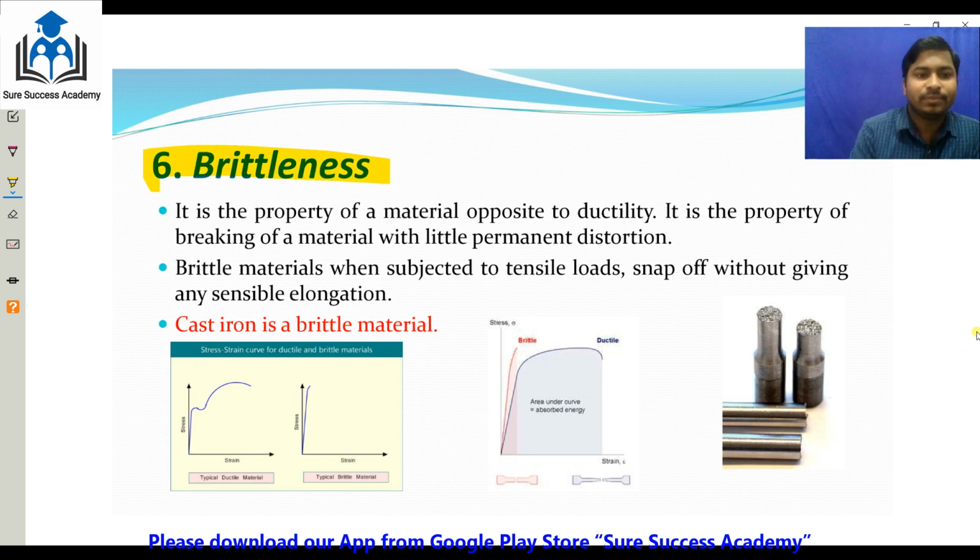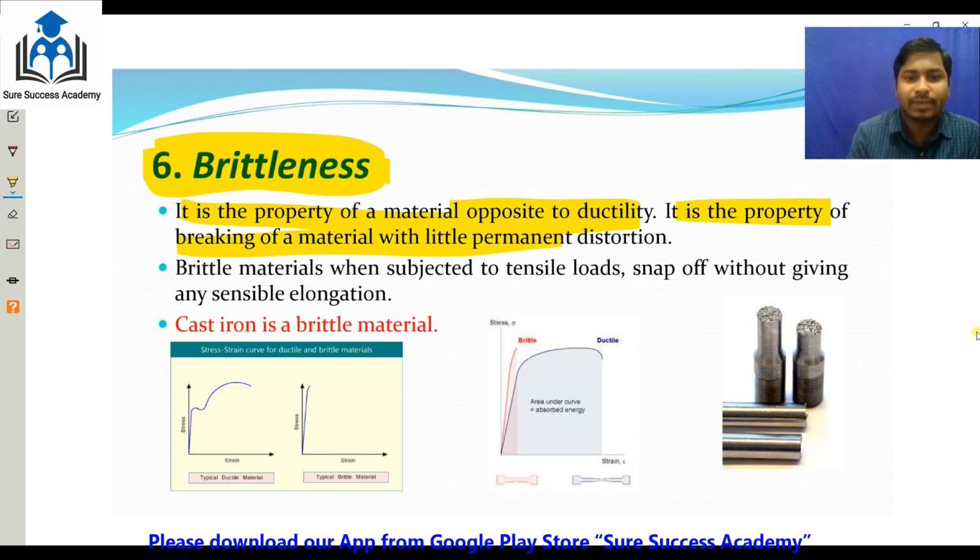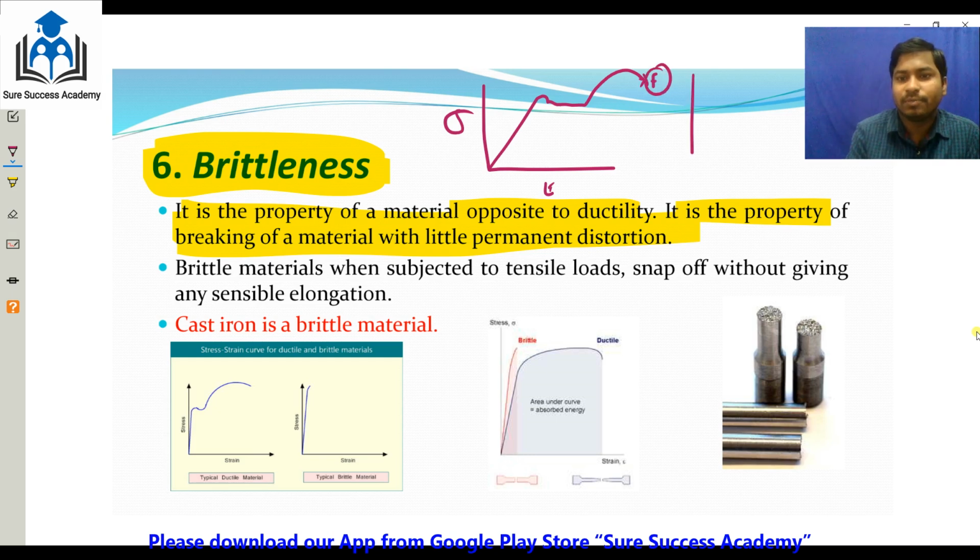So what is brittleness? Brittleness is the reverse of ductility. What is ductility? By application of tensile loads, the material will elongate. Brittleness is the property opposite to ductility, where the material breaks without little permanent deformation. Mild steel is a ductile material. In its stress and strain diagram, it shows more ductility and gives appreciable deformation before failure. But if you see the stress and strain diagram of a brittle material like cast iron, it goes and fails.